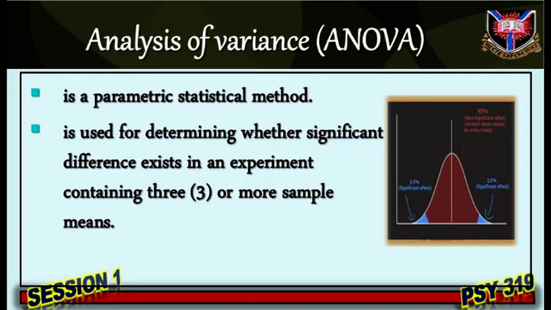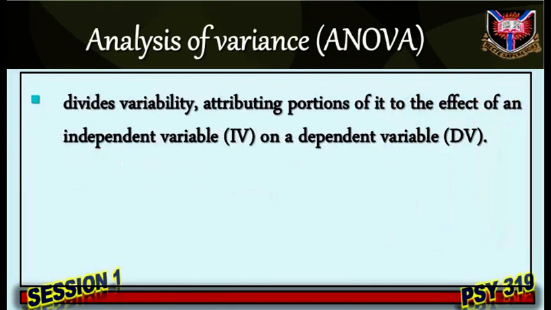Content. Analysis of variance, ANOVA. Analysis of variance is a parametric statistical method used for determining whether a significant difference exists in an experiment containing 3 or more sample means. As a statistical method, ANOVA divides variability, attributing portions of it to the effect of an independent variable, IV, on a dependent variable, DV.